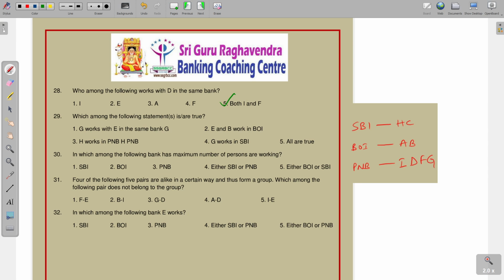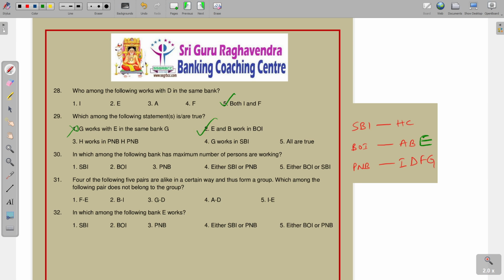Yes, so G and E. Here A and B, and E is placed here. We forgot to place E here. E is coming here. Totally 8 persons are there. In SBI 2 persons work, and in Punjab National Bank only 4 persons, and the remaining 3 persons are placed here. So next, G and E. G works with E in the same bank is not correct. Next, E and B work in Bank of India. So E and B both are working in Bank of India. The second one is correct.